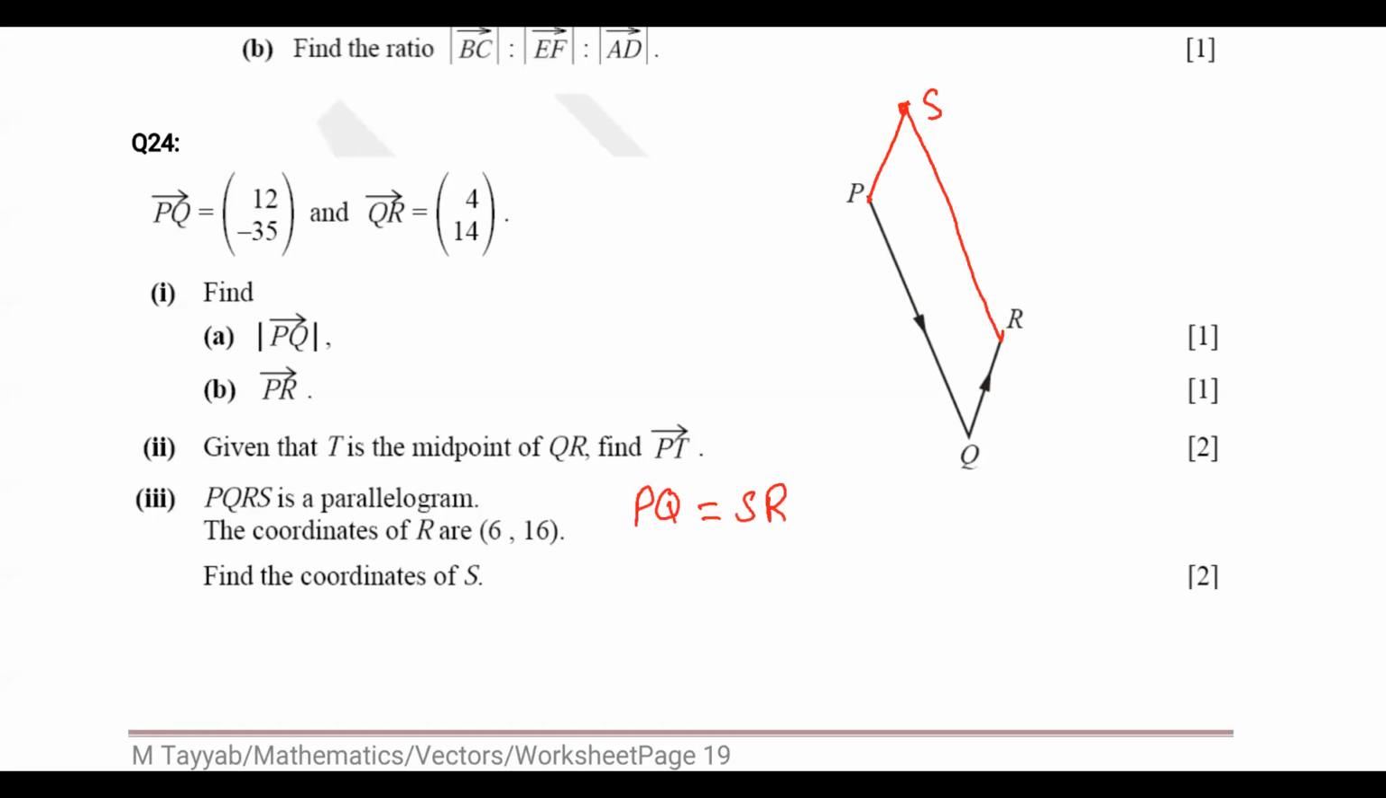Remember, we cannot write PQ is equal to RS. Direction is important. PQ is this one, so SR should also be this one. So PQ is equal to SR. We know the vector PQ. Just copy that, which is 12, minus 35.